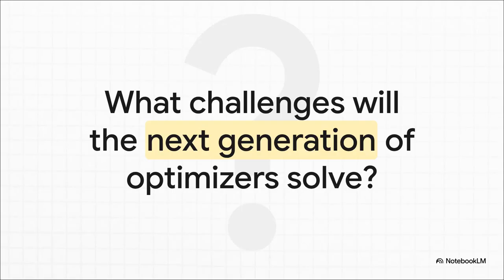And that leaves us with a final thought. This journey of innovation is far from over. Adam is a fantastic default for now, but as AI models get bigger and way more complex, what new problems of speed, efficiency, and stability will the optimizers of tomorrow need to conquer?